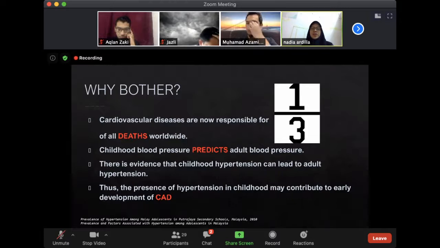In childhood, their blood pressure will predict their adult blood pressure. This is evidence that childhood hypertension can lead to adult hypertension. On the other hand, the presence of hypertension in childhood is an early contributor to coronary artery disease. Why? Because there will be early atherosclerosis in children with hypertension. So that's why we need to watch out for any evidence of raised blood pressure in children.